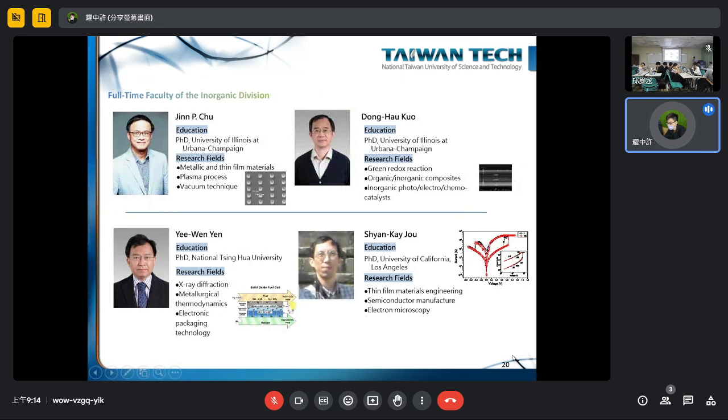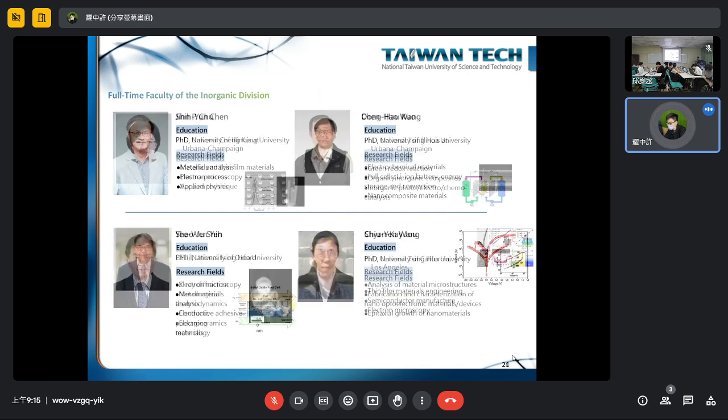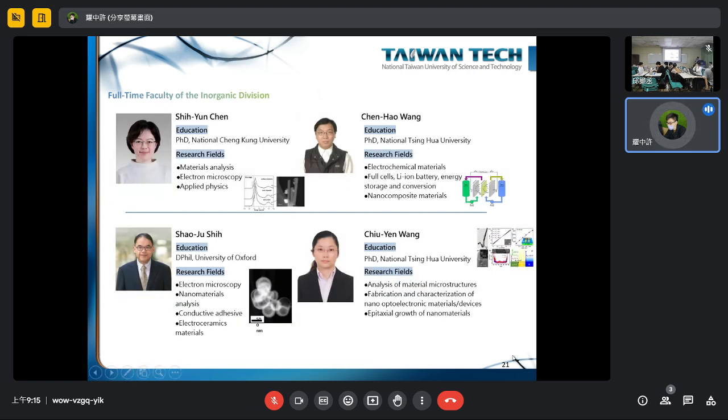And for the inorganic division, we have professors working on metallic materials, metallic glasses, and also some electrochemical catalysts, and thin film and metallurgical thermodynamics, and so on. We also have our chairman working on ceramic material. We have a professor focused on electron microscopy, and we have a professor growing nanowires.